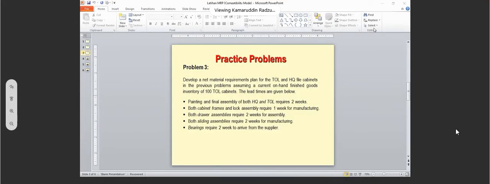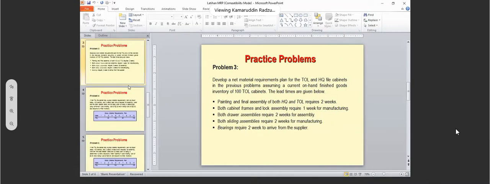Okay, welcome back. I'm sorry for the inconvenience this morning. We suddenly had a blackout. So we need to... can someone remember what we did for the last progress of the product structure tree that we have?